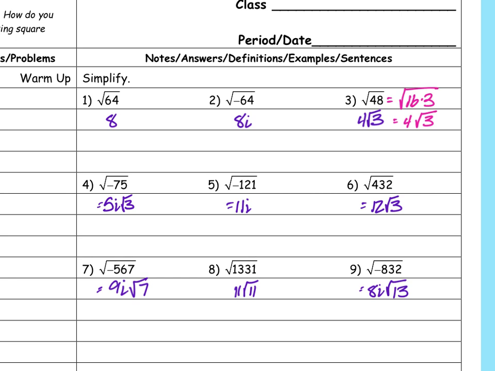See, I didn't get that. Are they all 3 or something? Well, yeah, 75 is 25 times 3. 432 is 144 times 3. Which one? Number 7? Yes, 9i. No, it's a 9.